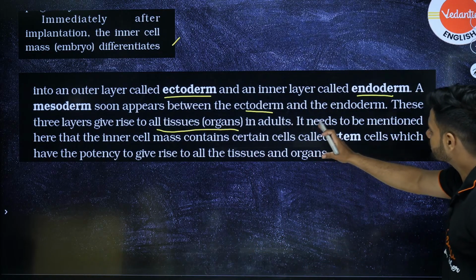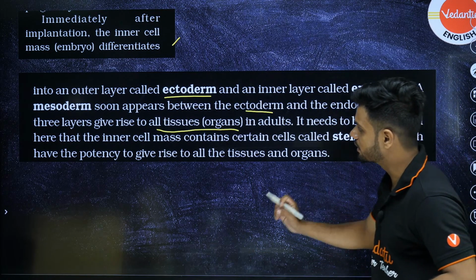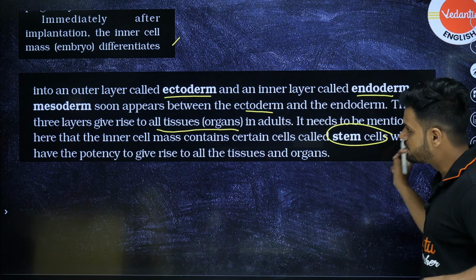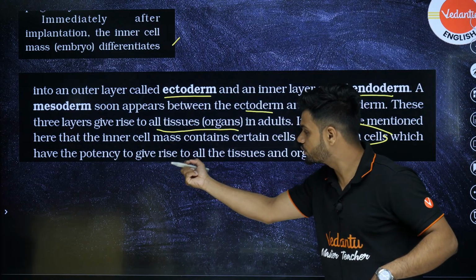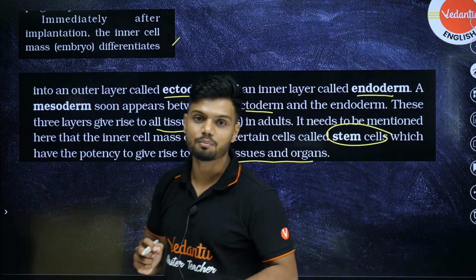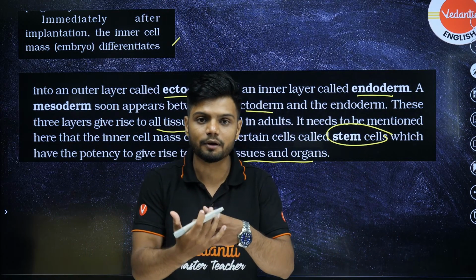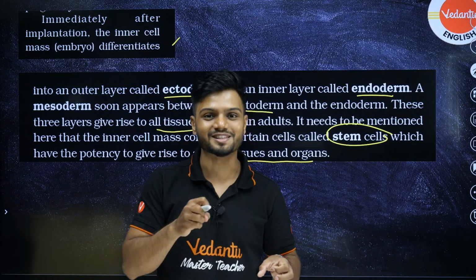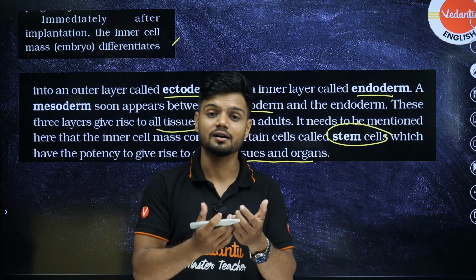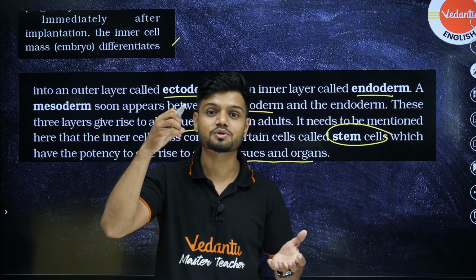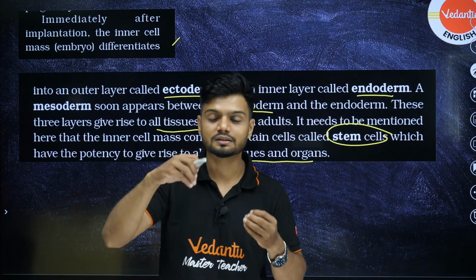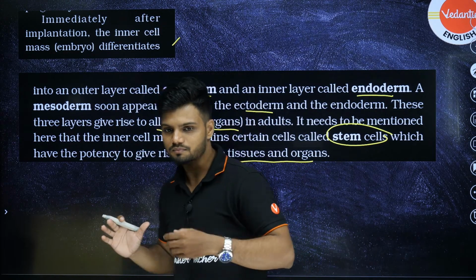It needs to be mentioned that the inner cell mass contains certain cells called stem cells, which have the potency to give rise to all tissues and organs. Stem cells are present inside the embryo. So right now, during the development of the embryo, there is collection of stem cells. When the fetus is developing, the parents themselves are collecting some of the stem cells which will help in the later stages. Okay.